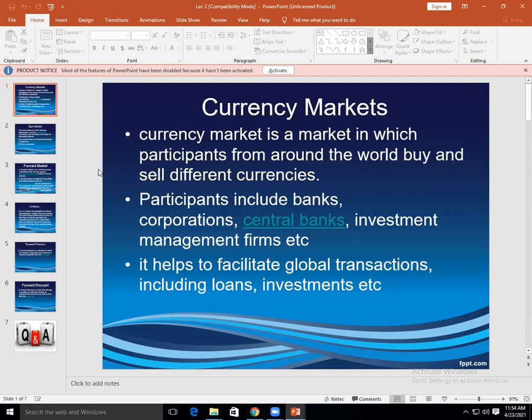The other point in the currency market is that it helps to facilitate global transactions, including loans and investments. Nowadays, foreign exchange, the currency of other countries, is very important, and a country must have it, especially dollars. For that, we need to increase our exports. That way, we can have a lot of foreign exchange or foreign currency. When we have foreign currency, we can easily do global transactions. We will easily get what we need from other countries.